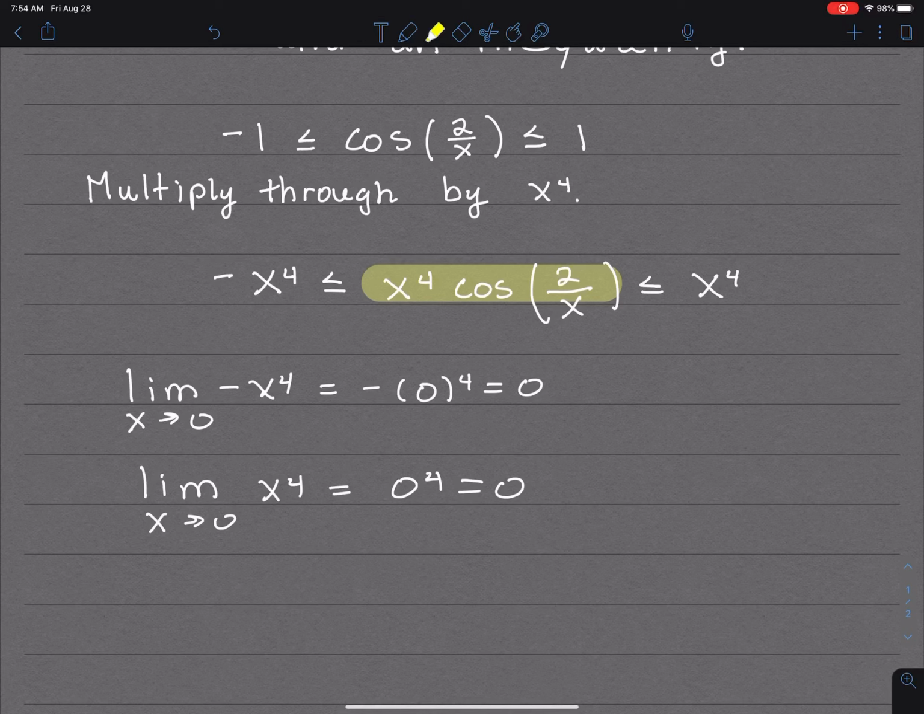I see students putting a limit in front of these. They say, okay, I'll just put a limit in front of each, and this one is equal to 0, this one is equal to 0, and the middle one is equal to 0. That is 100% wrong, because we don't know that the limit in the middle exists. That's not using the squeeze theorem.